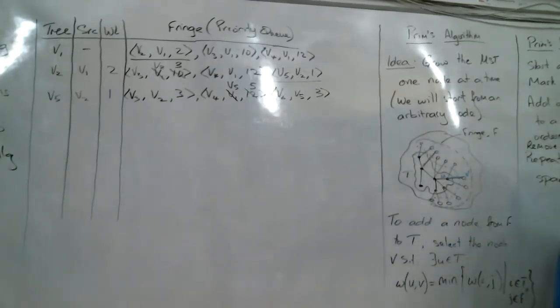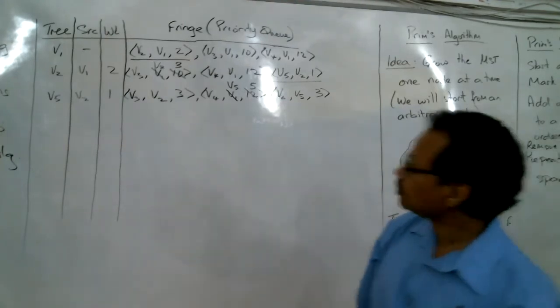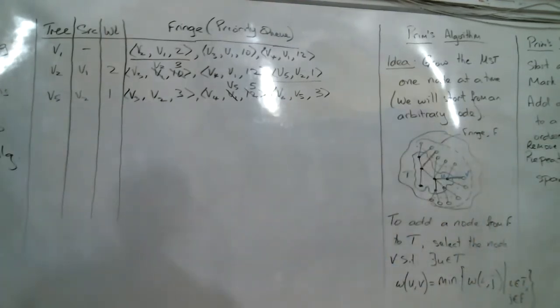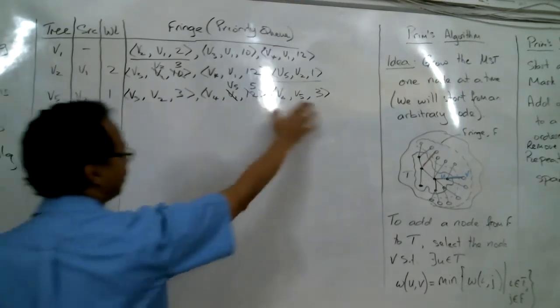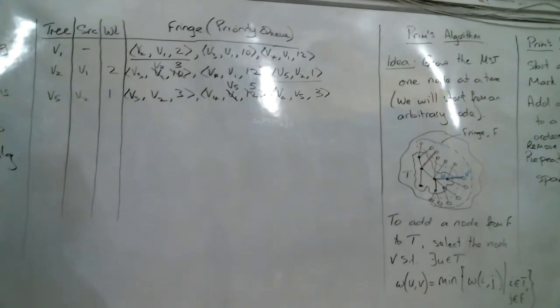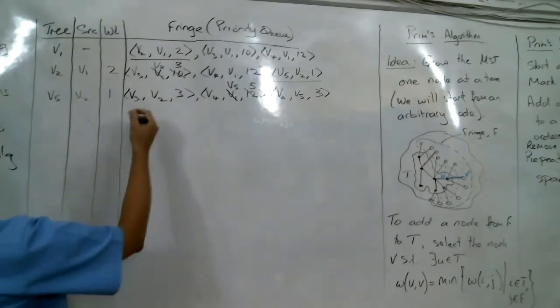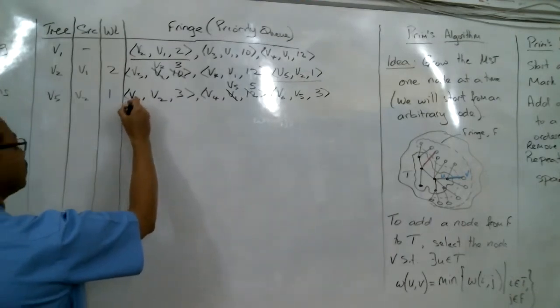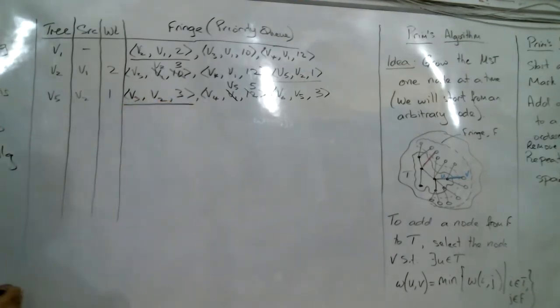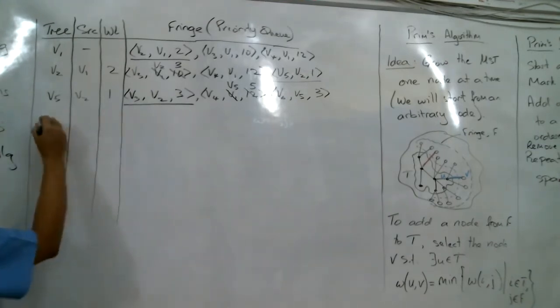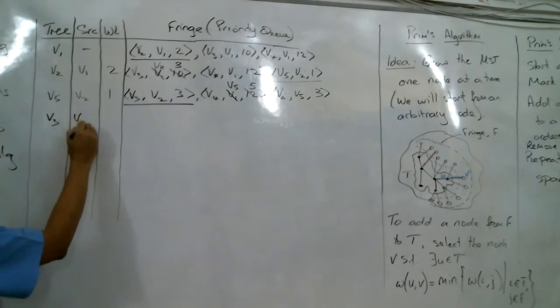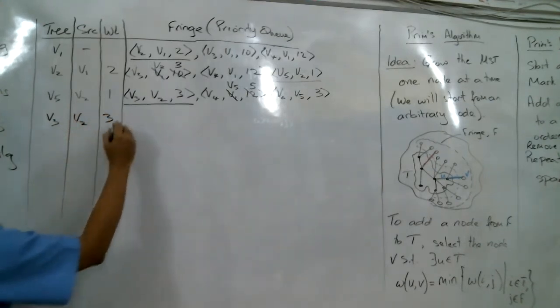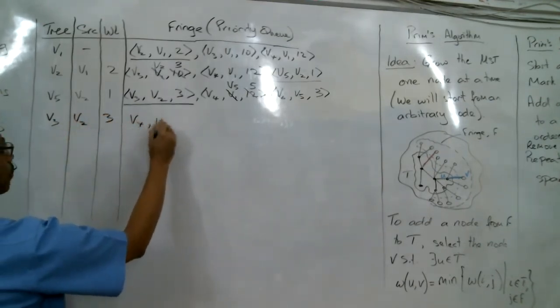All right. So now you're going to select the minimum. There are 2 of them that have minimum weight, 3. You can select either one. Just for the sake of uniqueness, let's just say that when there's a tie, we'll take the one with the lower numbered index. So in that case, I'm going to select V3. This is coming from V2. Its weight was 3.